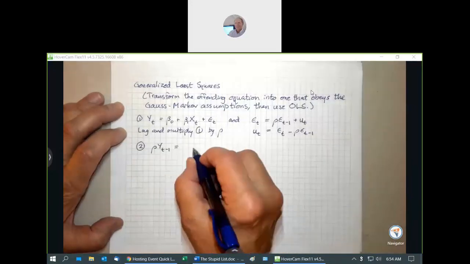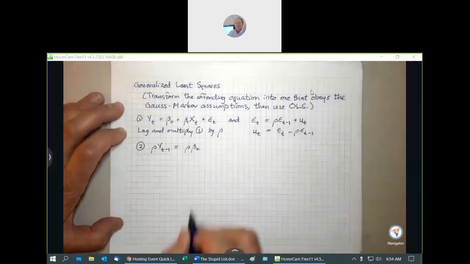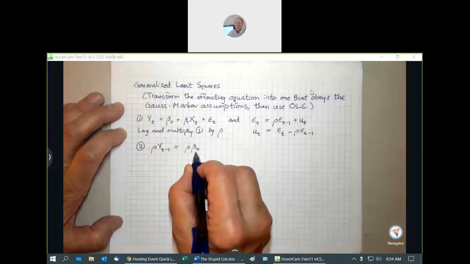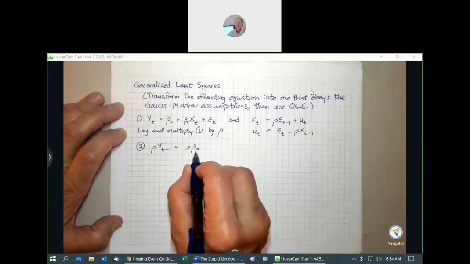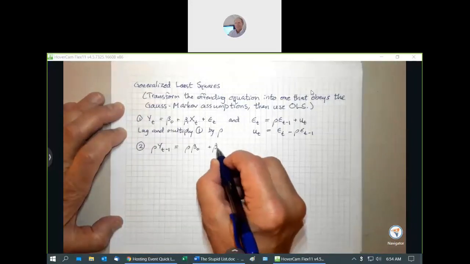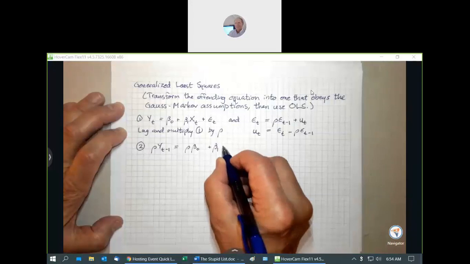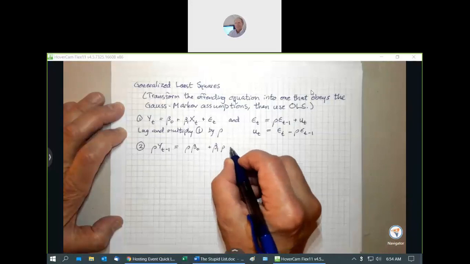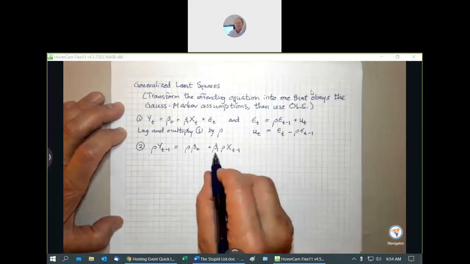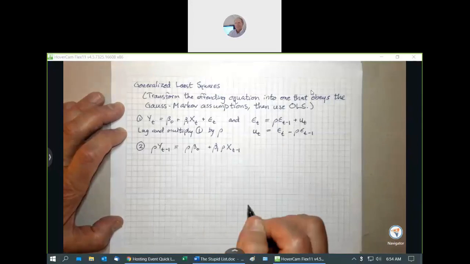And now for the constant term, pretty much the same thing. Rho times beta 0. The constant term does not have a t anywhere about it. That's why it's the constant term. Doesn't change over time. There it is. Rho times beta 0, so we don't have a t to lag there. And then beta 1 is going to be multiplied by rho in time t minus 1, that value of x. So it's beta 1 times rho times x in time t minus 1.